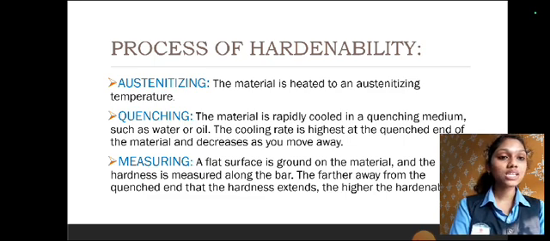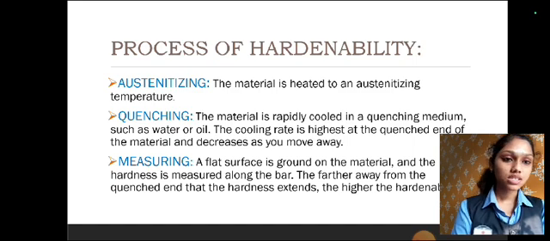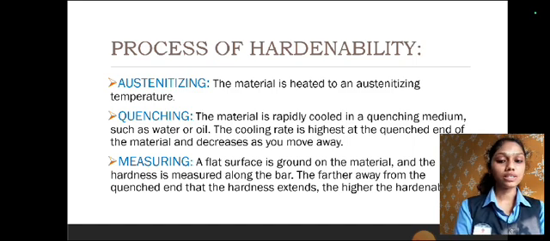The cooling rate is highest at the quenched end of the material and decreases as you move away. Measuring: a flat surface is ground on the material and the hardness is measured along the bar. The further away from the quenched end that the hardness extends, the higher the hardenability.